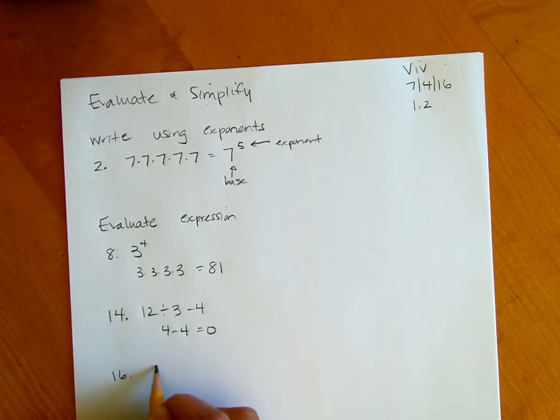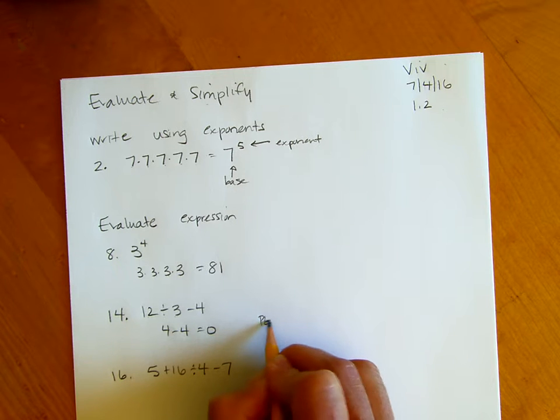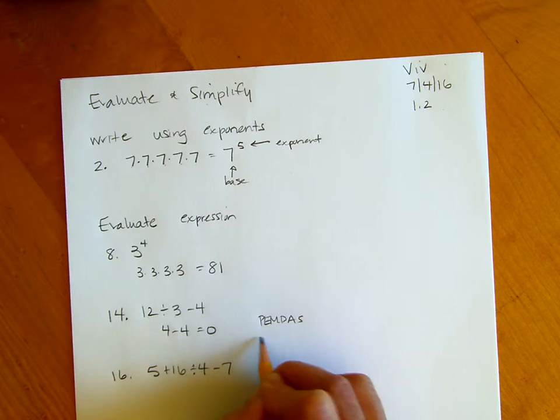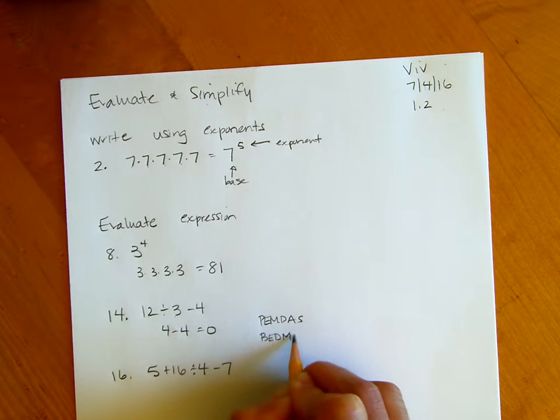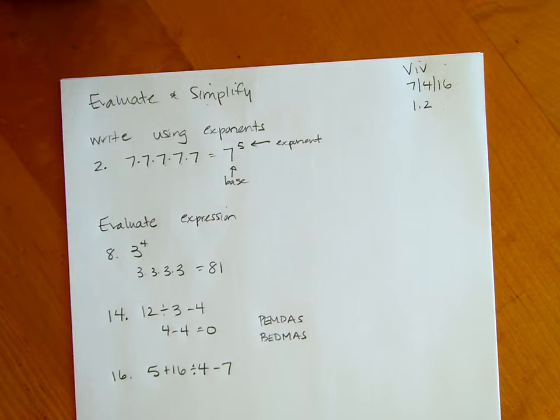Let's do this one to remind ourselves about order of operations. In this case, I have addition, division, and subtraction. Remember, PEMDAS or BEDMAS, depending on your country of origin. In this case, no parentheses, no exponents, no multiplication, but I do have division, so I need to do my division first. 16 divided by 4 is 4. 5 plus 4 is 9 minus 7, and that's 2.